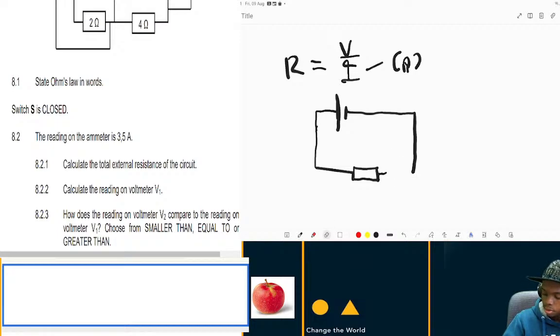Now, it's the opposite for the voltage. If I want to measure the voltage across a resistor, I do the opposite of what I do with an ammeter. So I'll place my voltmeter in parallel like this. I do not place it in series. There's no way I'm going to place my voltmeter like this and say I'm measuring the voltage across the resistor. That's not how it's done.